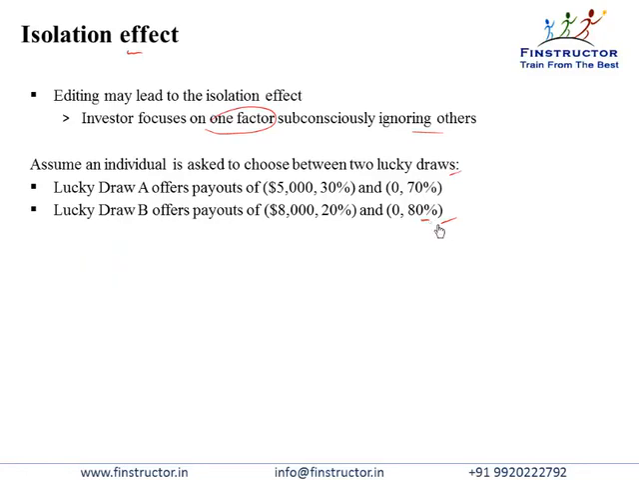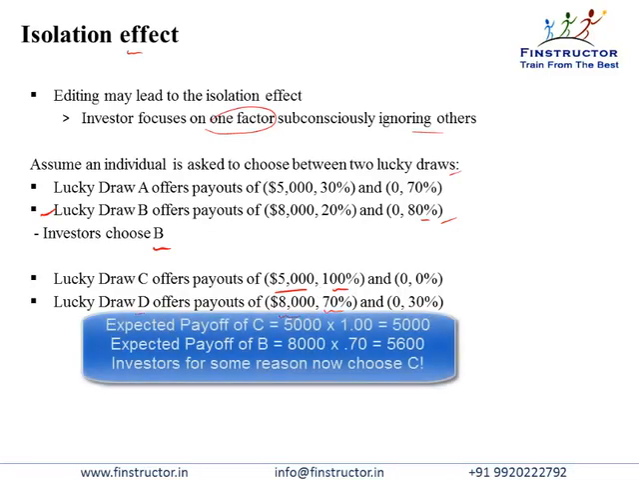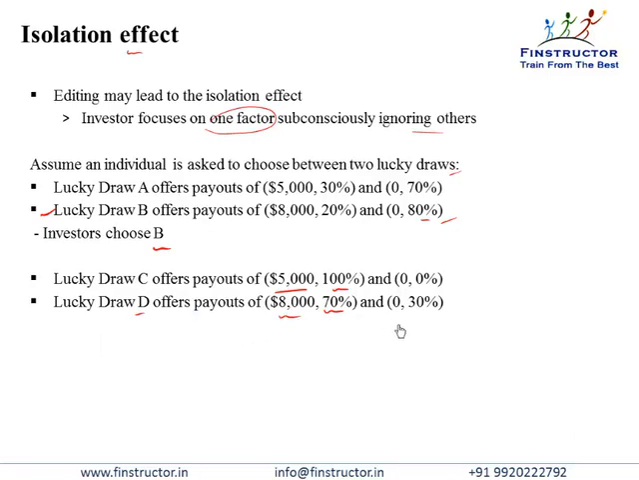So in situations like this, we normally find that investors choose option B. However, if the draw is presented slightly differently, that is, a lucky draw C offers a 100% chance of winning $5,000 and a lucky draw D offers a 70% chance of winning $8,000, and now if we ask investors which of the two options they will prefer, we find that investors normally choose option C.